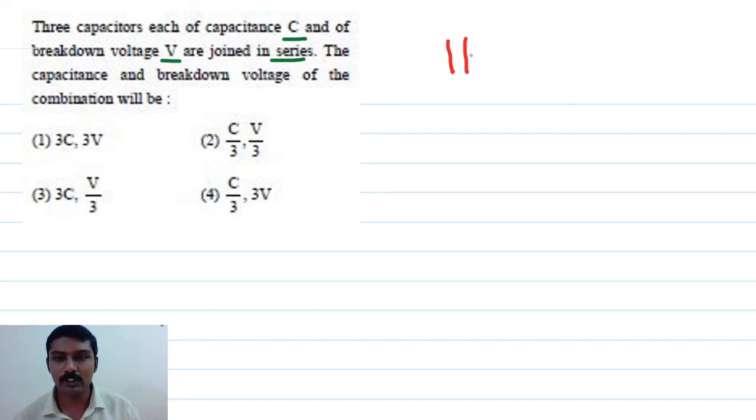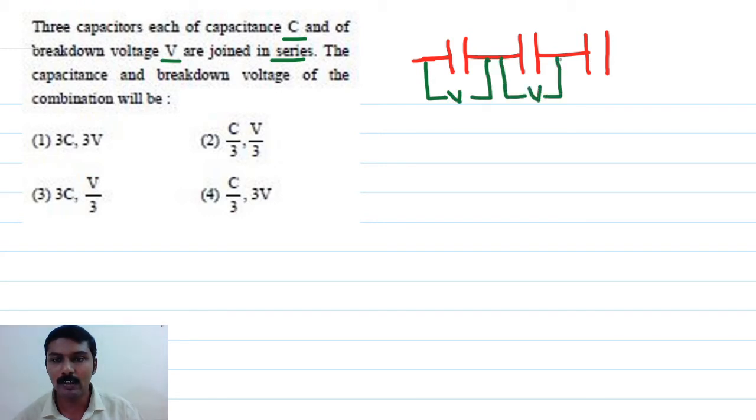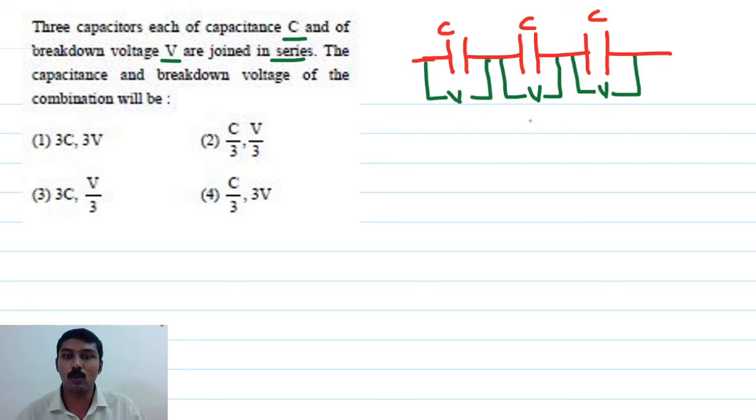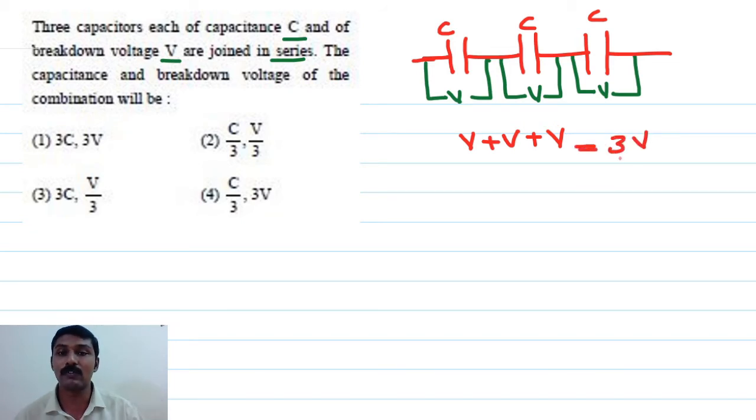This is your first capacitor. It's connected to the next capacitor, and that is connected to the next capacitor. All of them have a breakdown voltage. The voltage applied is V, the next is V, and the next is V. These are connected in series, and the capacitances are C, C, and C. When you connect them in series, the total potential is the sum V plus V plus V, which equals 3V. So 3V is the total potential.